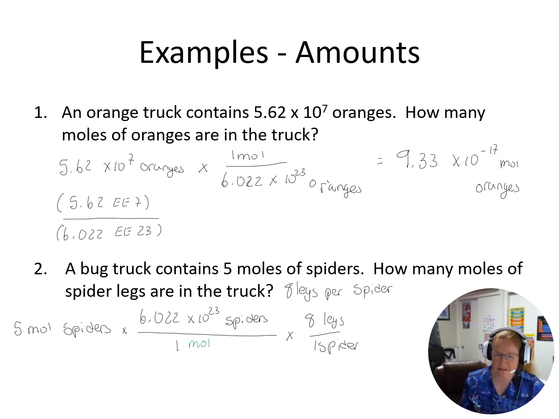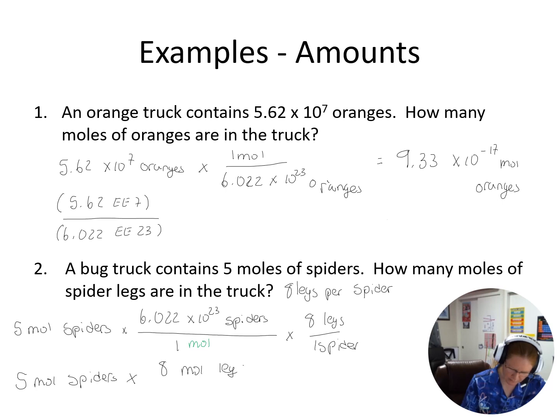Now, this is asking us, though, just for how many moles, not exactly how many legs. So, because we know that we have 8 legs per spider, here's something else to think about. If I have 8 legs for every 1 spider, if I have 1 mole of spiders, I have 8 moles of legs. So, we're actually just going to do this. I'm going to do 5 moles of spiders times 8 moles of legs every 1 mole of spiders, okay? And that's how many moles we have.